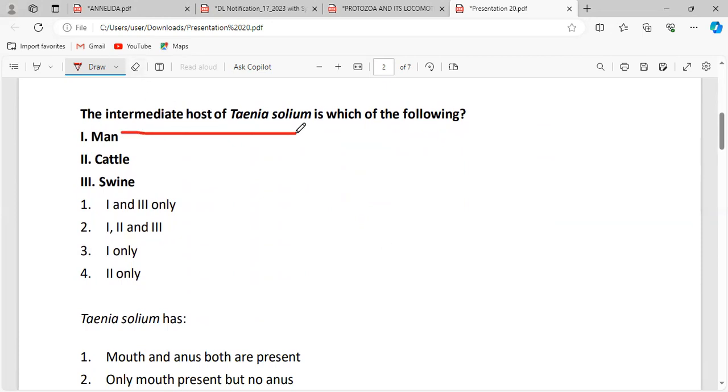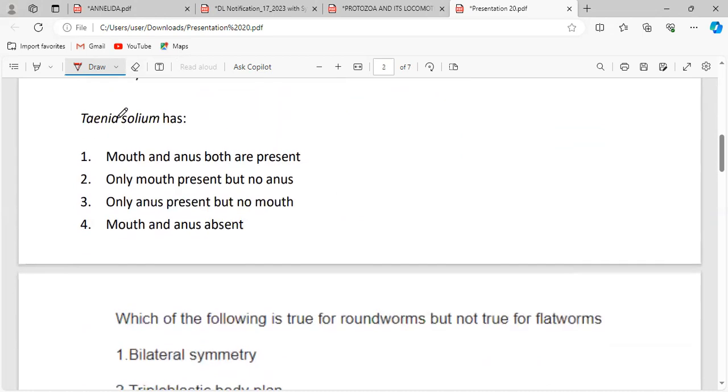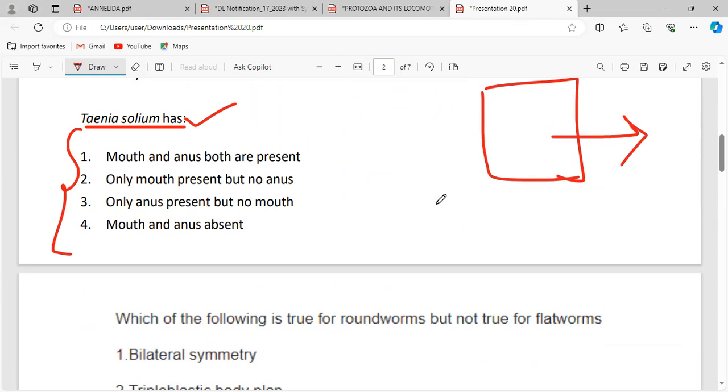Now again, the question is repeating. Taenia solium: mouth and anus both are present; only mouth is present but no anus; only anus is present but no mouth; mouth and anus are present. So answering the question is more than okay. Let it be, I leave all the answers to you. You have to find the answers by reading the PPT.